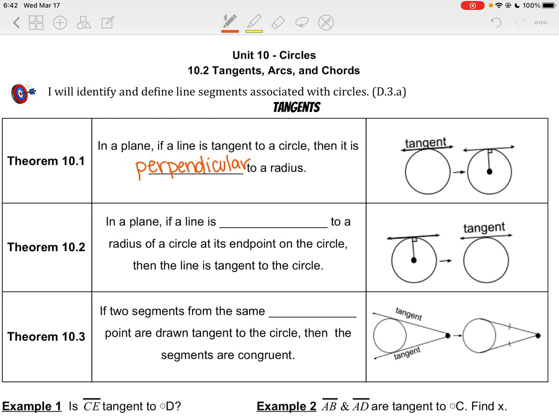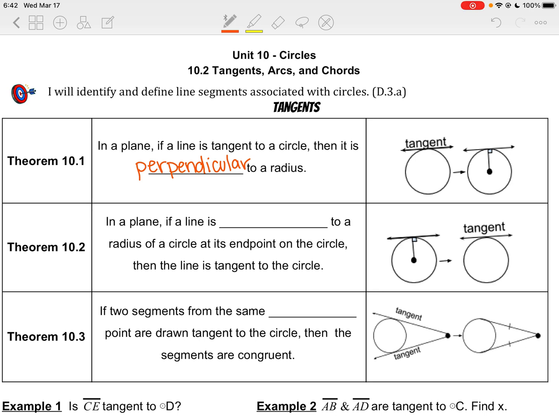And so what we're going to do to figure out if this is a right angle is pull from our right triangle knowledge, and we're going to create a triangle and figure out if that's a right triangle to figure out if this is a right angle. So that's how we can use this theorem to figure out if something is a tangent line. So a tangent line is perpendicular to a radius at the point of tangency.